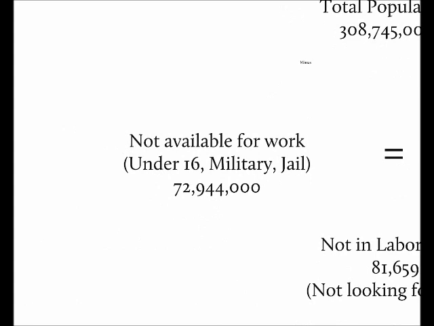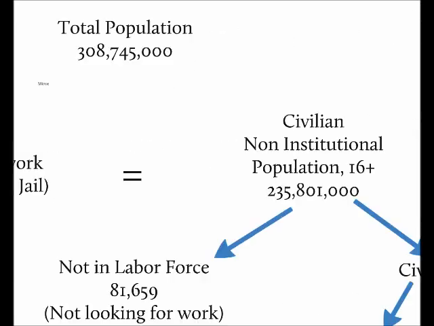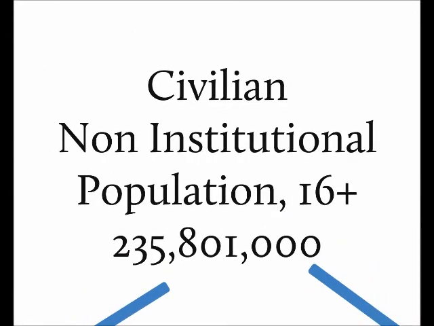Let's take a look at who we take out. First thing we have to do is remove people who are just not able to work because they're too young, because they're in the military, or they're in some kind of jail or another locked facility. And these people are literally not available for work. They cannot take jobs. So after we've taken them out, that leaves us with the civilian non-institutional population 16 years or older. And what that really means is all of the people in the country who would possibly be available to work.